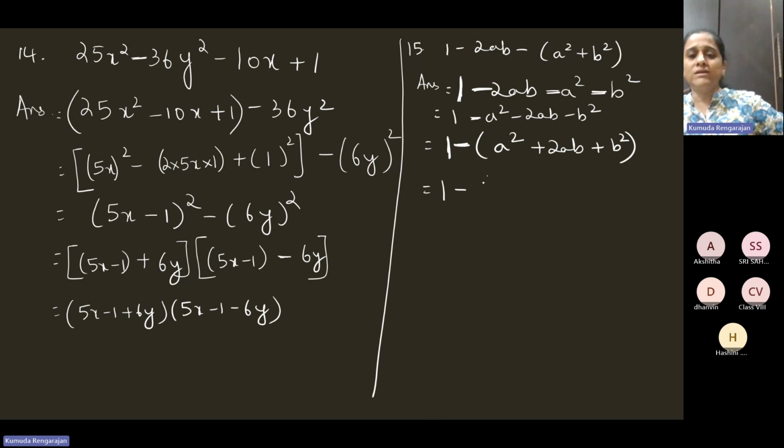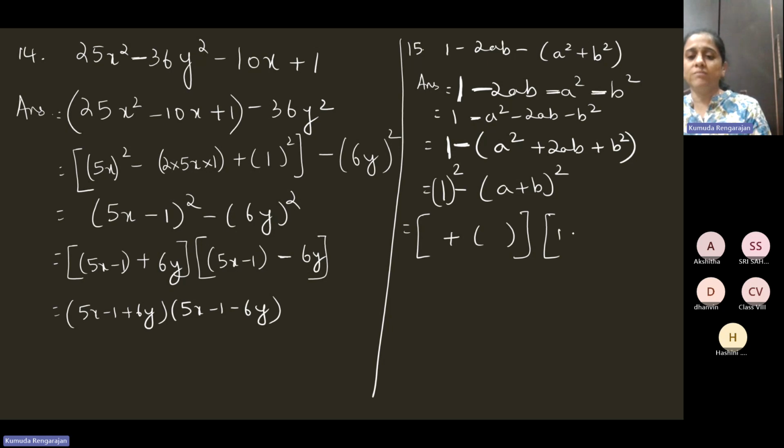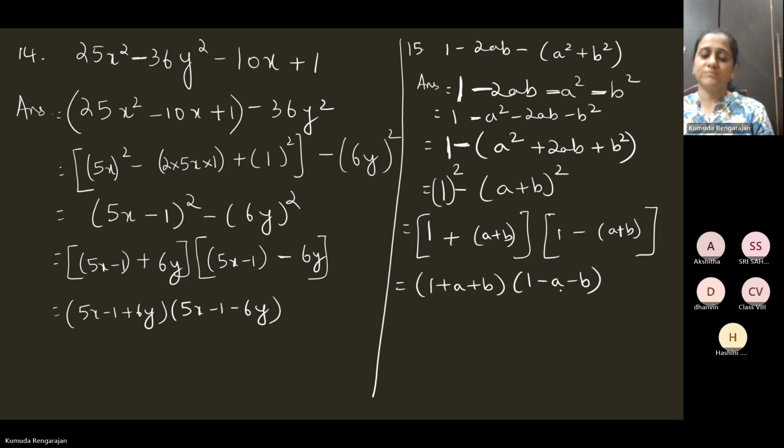So now this is 1 minus a plus b the whole square. So 1 is nothing but 1 the whole square. So it is 1 plus a plus b into 1 minus a minus b. Correct? 1 plus a plus b, 1 minus a minus b.